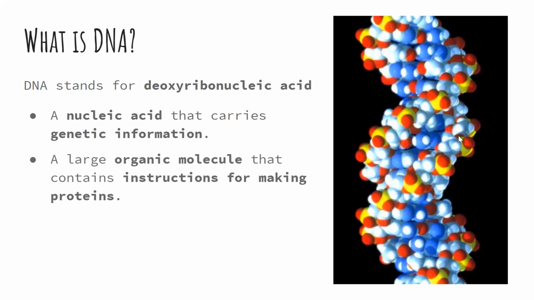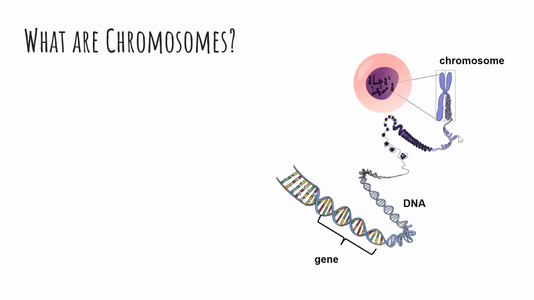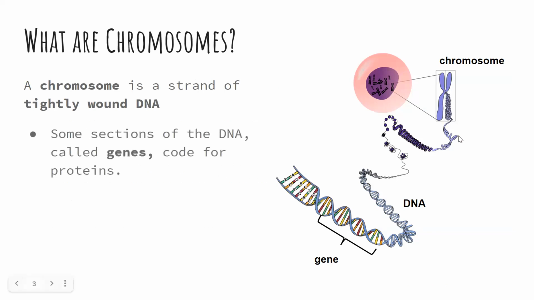DNA is located in that special organelle called the nucleus. As eukaryotes, our DNA is protected by that membrane-bound organelle. Chromosomes are strands of tightly wound DNA, so they're strands of organized DNA. Sections of the DNA called genes are what actually code for different proteins.